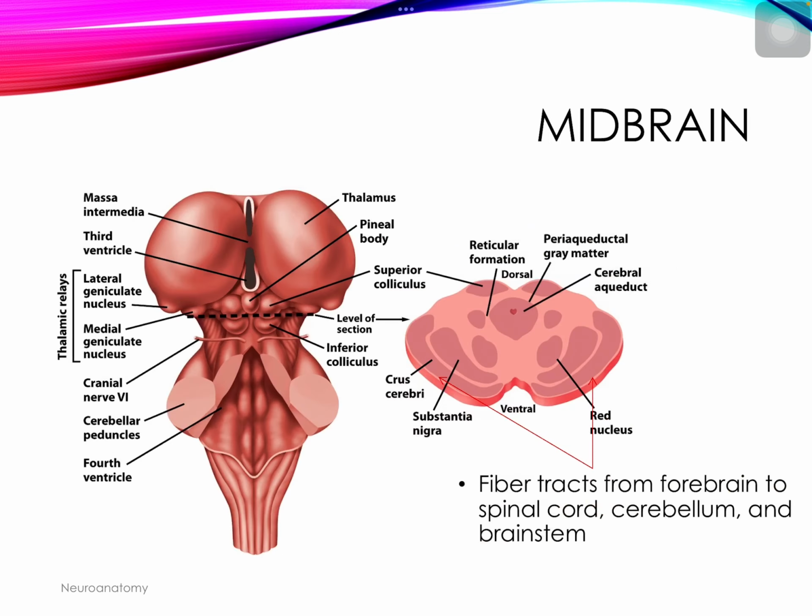Further continuing on with the midbrain, you can see that these particular areas are really important because they contain fiber tracts that run from the forebrain to the spinal cord, and also run to the cerebellum and brainstem, very important for being able to send and receive information along those tracts.